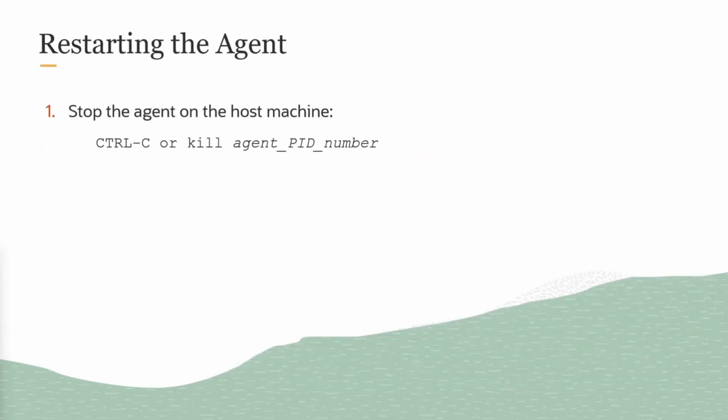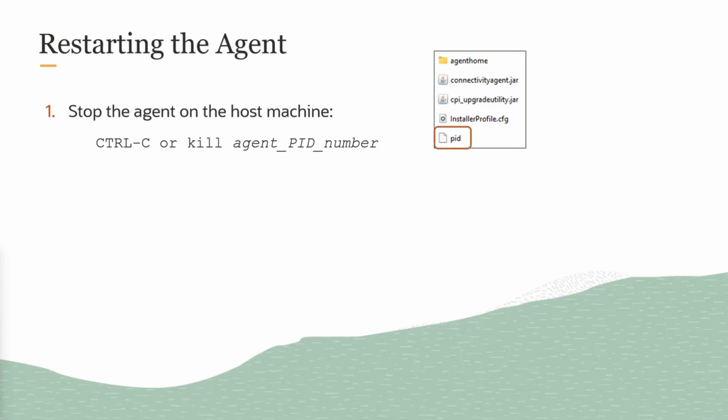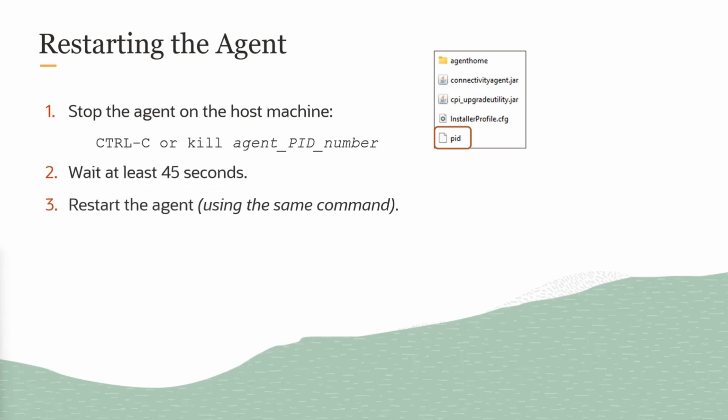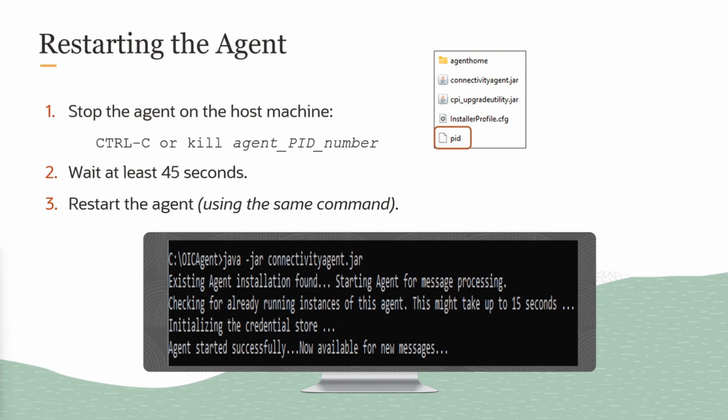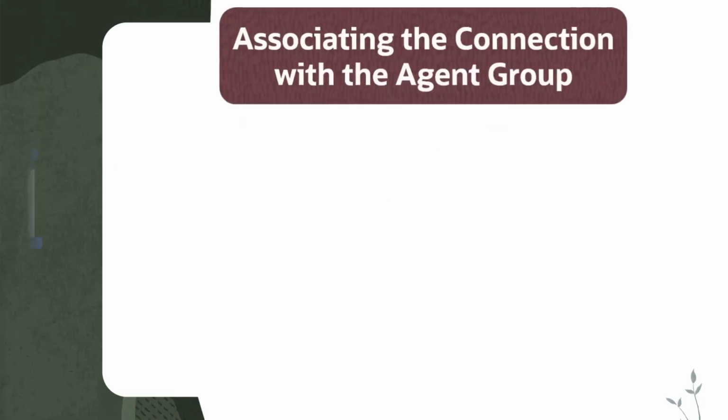Since the agent runs as a daemon, to restart, you must first stop the agent process using Control-C, or if running in the background, just kill the process. By the way, the current process ID is stored in this PID text file. Since the agent monitoring framework waits for 45 seconds before marking the agent status as being down, you'll get an error message if you try to start it again too soon. As you can see, a restart should take no more than about 15 seconds.